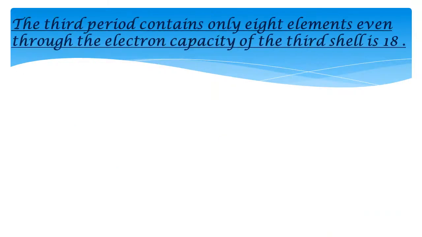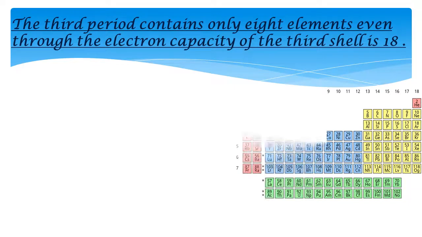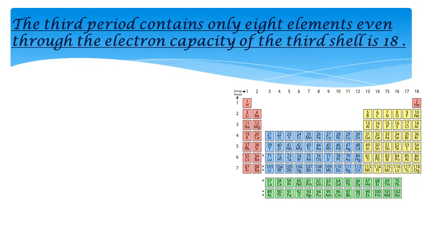Alright, now next is: the third period contains only 8 elements, even though the electron capacity of the third shell is 18. Okay, so let us see this periodic table. So student, this is a modern periodic table in which you can observe there are 18 groups and 7 horizontal periods. Okay, so in the third period the elements are sodium, magnesium, aluminium, silicon, phosphorus, sulfur, chlorine and argon. So there are a total of 8 elements, and the electron capacity of the third shell is 18.